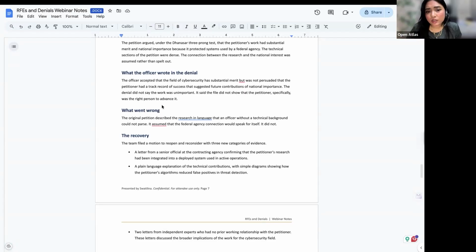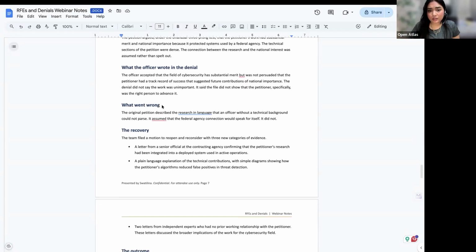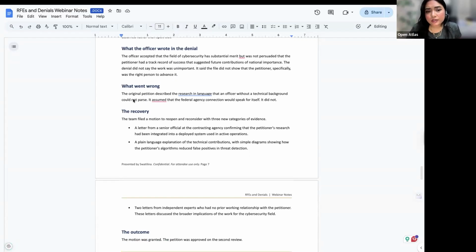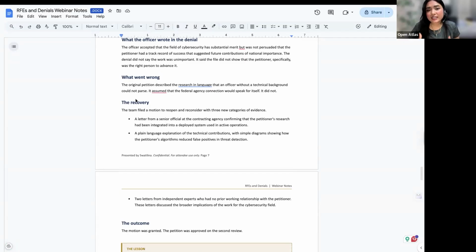The denial did not say the work was unimportant. It obviously is not, because it was coming under cybersecurity, it's of national importance. It said that the file did not show that the petitioner specifically was the right person to advance it. What went wrong? The original petition described the researcher in language that an officer without a technical background could not parse. It assumed that the federal agency connection would speak for itself. It did not. As I said before, connect every piece of evidence that you are building to the domain that you want to talk about.